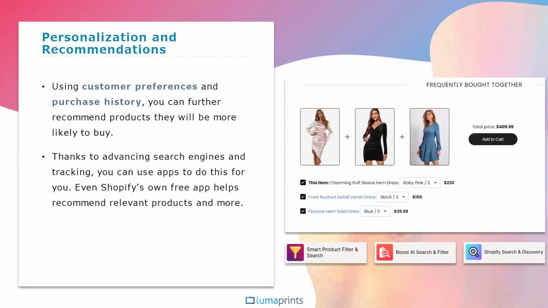When we're talking about customer preferences and purchase history, there are apps that can help you understand your items a bit better and understand who's buying what, what the most searched items are, and what items your people are most likely to buy in conjunction with the other. And so down here, I suggested Smart Product Filter and Search, Boost AI Search and Filter, and Shopify Search and Discovery, the last one, of course, being free. And so with these products to offer, you can then utilize secondary apps to help with this type of aspect of your website.